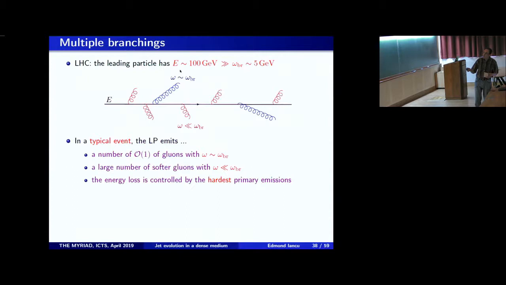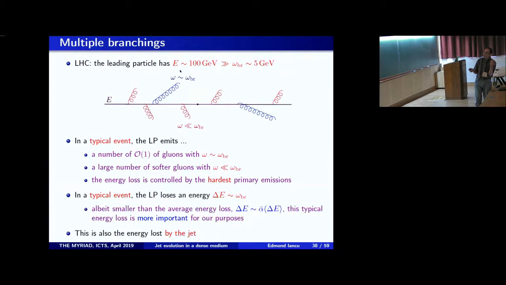However, they're irrelevant for the energy loss. The energy loss is controlled by the hardest primary emissions which occur with probability of order one, which are those with energy omega branching. So those which occur with probability of order one, which are the hardest ones, are those which matter. Those which are even harder than that are rare. They don't matter. Those which are softer than that are many, but they carry little energy. They don't matter. So the focus should be on the gluon emissions of this particular scale, omega branching. In a typical event, we have like one emission of this type, or two, so it can be once or twice.